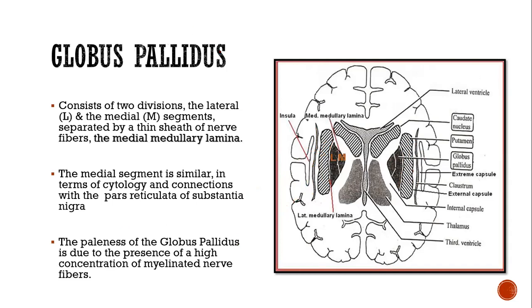But if I go towards the globus pallidus again, we find a new thing about it: the globus pallidus is also of two parts. One is the medial globus pallidus, and one is the lateral globus pallidus. One is its medial segment and one is its lateral segment. The line you can see between these two is another line, called the medial medullary lamina. So now if I revise: this is the internal capsule, medial globus pallidus, medial medullary lamina, lateral globus pallidus, and then we have the lateral medullary lamina, putamen, external capsule, claustrum, extreme capsule, and insula.